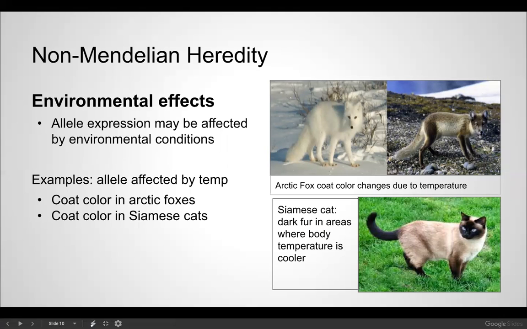Non-Mendelian inheritance: environmental effects. If you look at the pictures, it's a great way to see how the environment can impact how an allele is expressed. So the Arctic fox in the wintertime versus the summertime, based upon temperature, their coat is going to change, and you can see why that would be an advantage to them, because they tend to blend into their environments. So that's an important one for the Arctic fox, right? And then the Siamese cat has dark fur in areas where body temperature is cooler. And so that's how Siamese cats get their different looks.